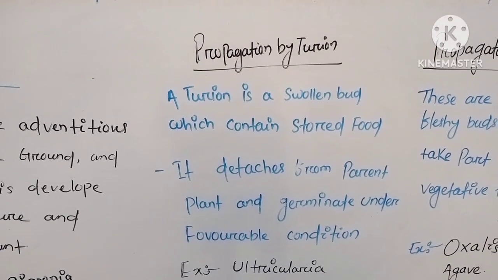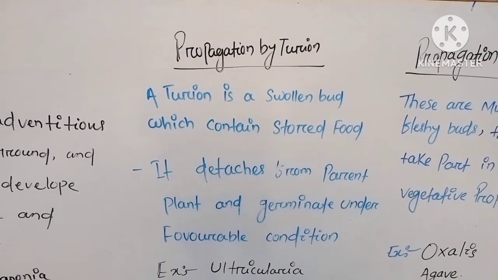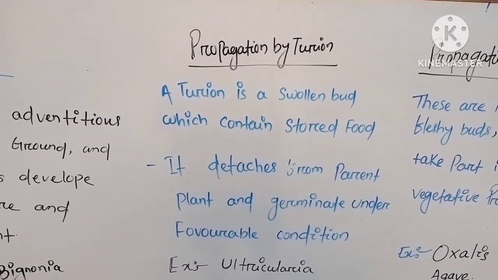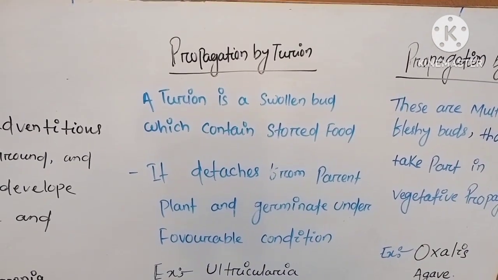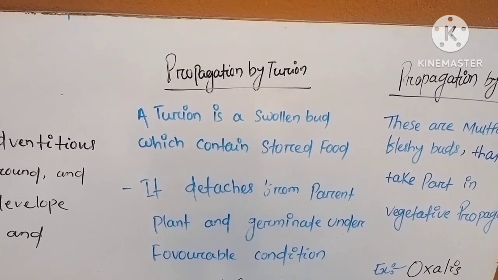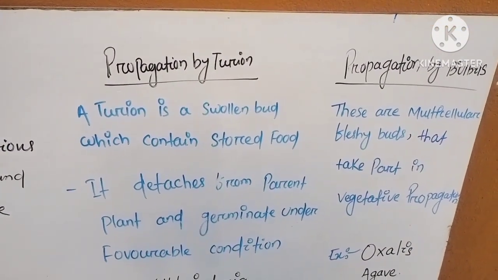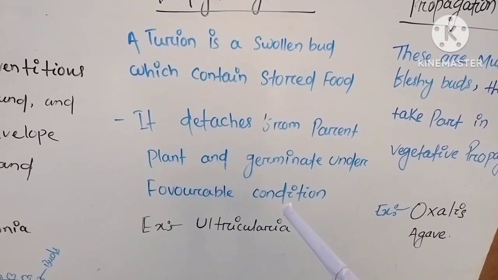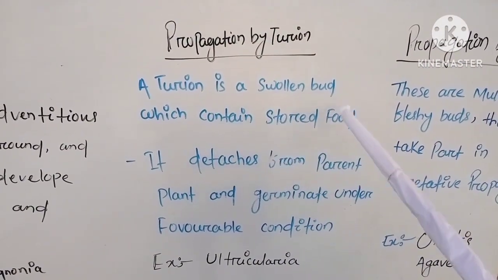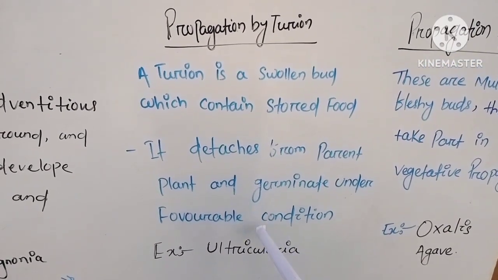Let's start the propagation method by the turion. A turion is a stolen bud. That bud contains all the nutritive tissue, all the food that can be required by a plant. If this is detached from the parent plant and germinates under favorable conditions, meaning sufficient water and light are available, then this bud can be detached from the parent plant and develop into a new individual.